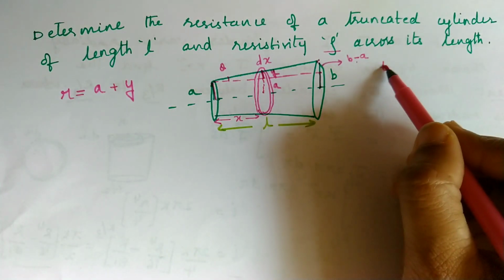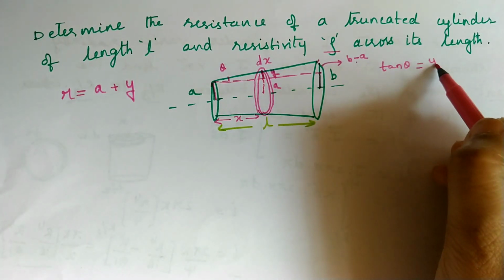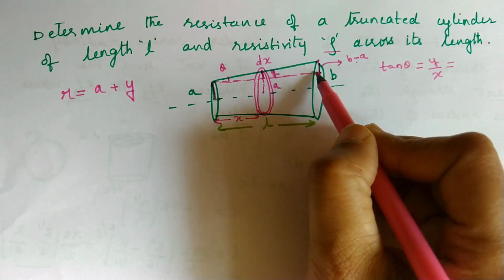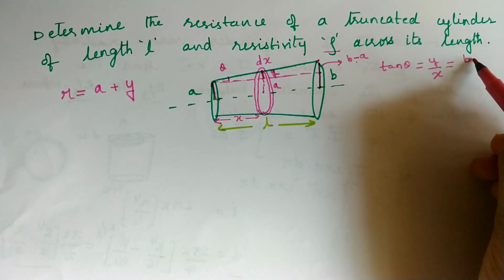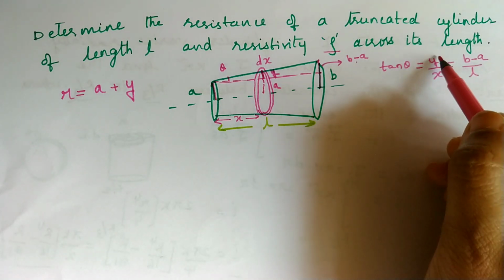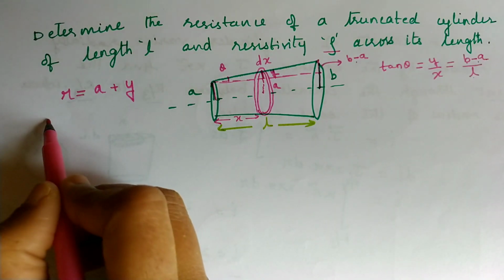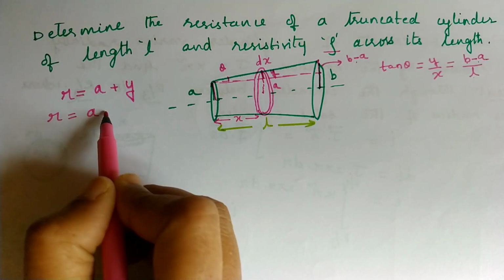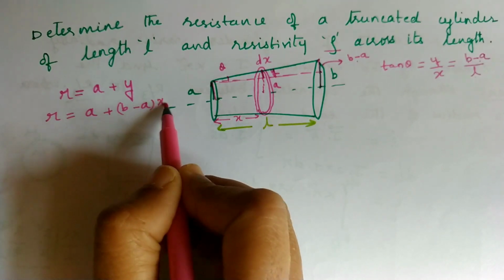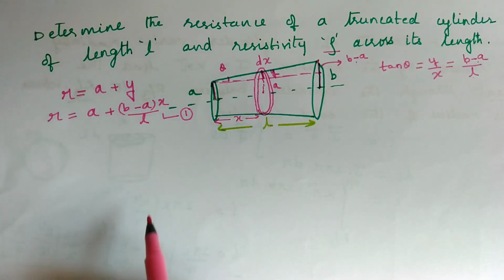You can write tan theta as y by x, which is also equal to this distance by the length of the cylinder, that is, b minus a divided by L. So from here, what is y coming out to be? y is (b minus a) by L into x. So the radius will be a plus (b minus a) into x divided by L. Call this equation 1.